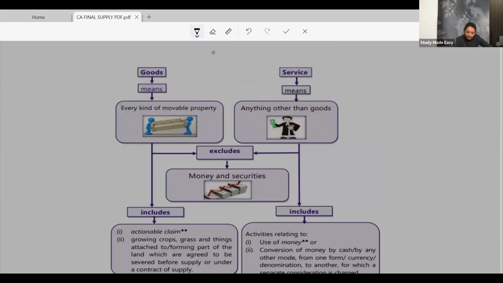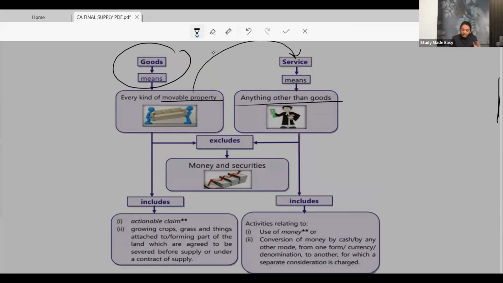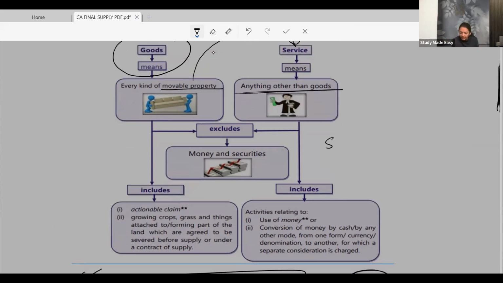So basically, good means movable property. Due to this, I was just confused whether immovable property is included in service. From the definition, I was saying yes. Then they have cleared my interpretation that no, supply of land, supply of building will not be included here, because we have exclusively excluded it from schedule number 3, that sale of land, sale of building is neither supply of goods nor supply of service. That means immovable property is neither good, immovable property is neither service. Understood this first point, everyone?